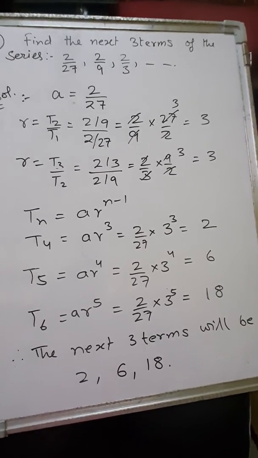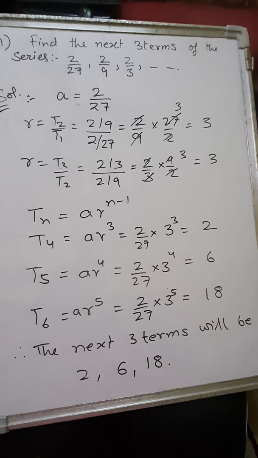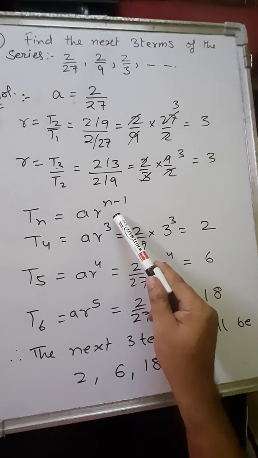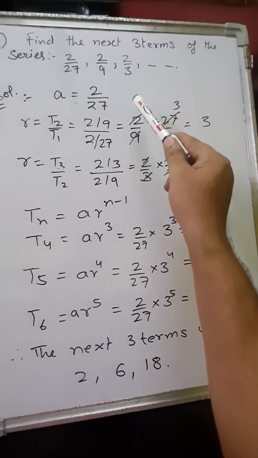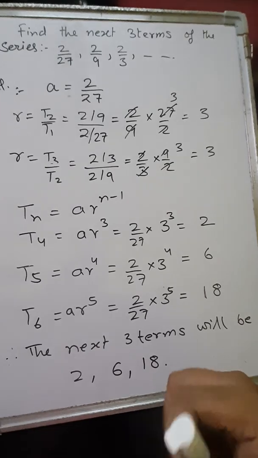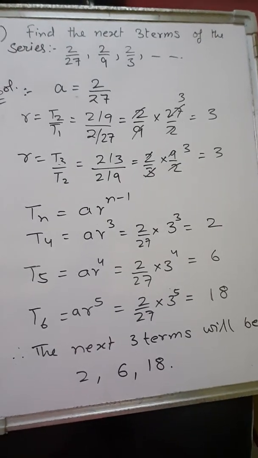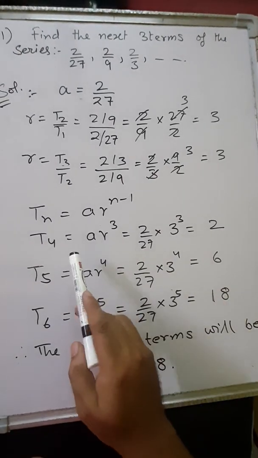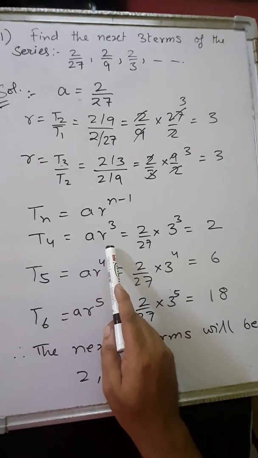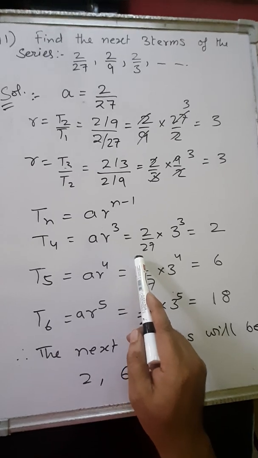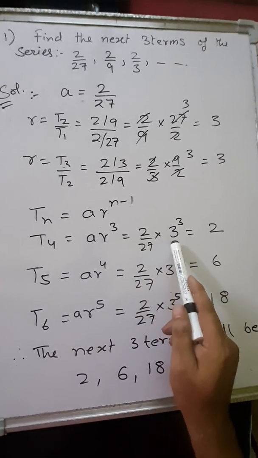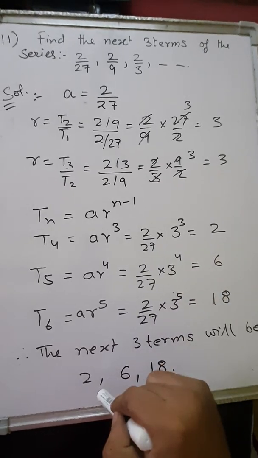Now, if it's a geometric progression, the nth term formula is Tn equals ar to the power n minus 1. Right. So we have to find the next three terms. The next three terms will be the fourth term, fifth term and sixth term because three terms are given. If we calculate the fourth term of the sequence, that will be ar cube, ar to the power 3. The value of a is 2 by 27 and the common ratio r is 3. When we substitute and simplify, we'll get the value 2.